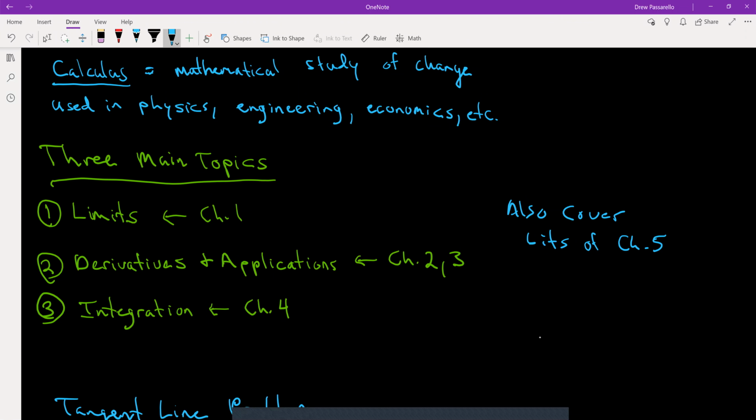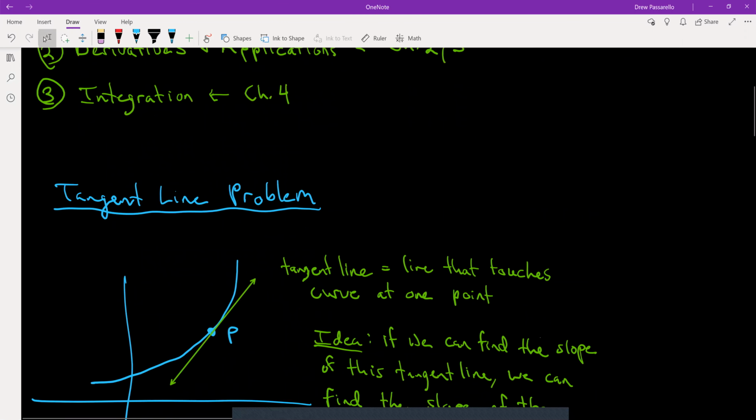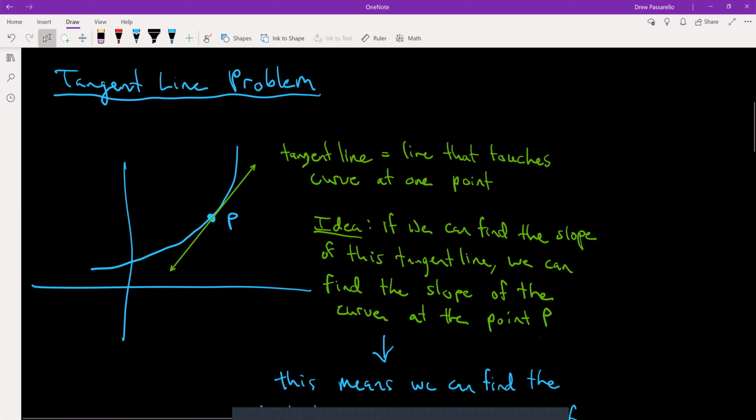Now there are 2 main ideas for the course, and the first main idea is called the tangent line problem. What I drew here is a curve, the blue curve, and they might usually call it a function, and that function they usually call letters like F and G and so forth. But I'm interested in a single point on that curve, and that single point is point P. And you see this green line that goes through that point P. That green line is called the tangent line.